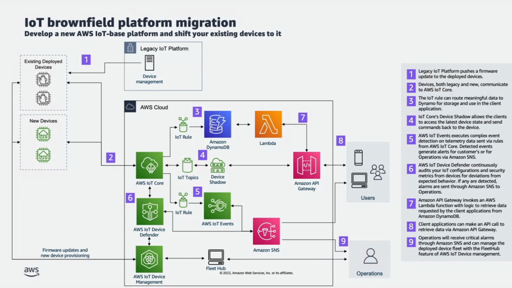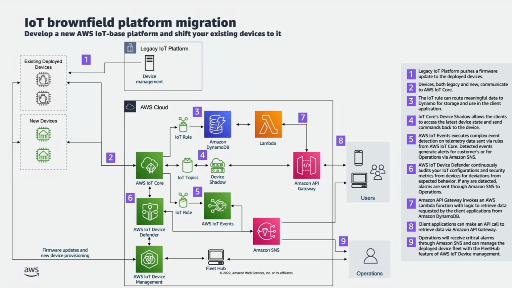Number six, there you have IoT Device Defender, which is going to continuously audit your IoT configurations for security metrics for any of your devices, watching for any deviation from what they're normally expected to do. And if they do detect some kind of deviation, alarms can be triggered through Amazon SNS again to your operations team.